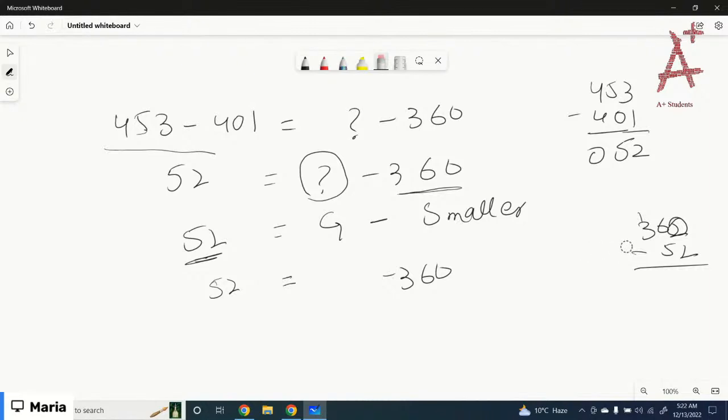You have to add them. Whenever you have to find a greater number, you have to add the smaller number and the difference. So just add them. 0 plus 2 is 2. 6 and 5, 11. 1 and 1 carry, and it would be 4. That means the greater number is 412. Got it? For the greater number, you always have to add them. So that means the missing number is 412. Got it, everyone?